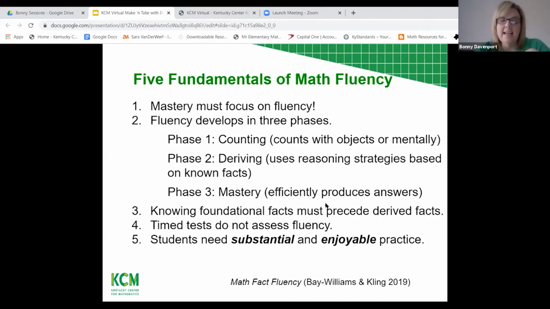And then students need substantial and enjoyable practice. We can't just do fluency in chapter 2 for 6 weeks. It's ongoing and should be embedded in our curriculum throughout.